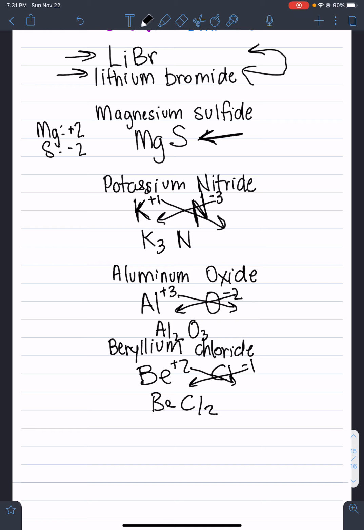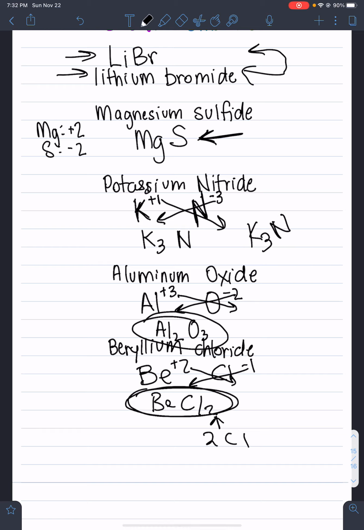Just as a note on your homework, it might ask you things like, in this problem, BeCl2, how many chlorines are there? So you know that this 2 tells you there are 2 chlorines. Or maybe it'll ask you about this one, the Al2O3, saying how many aluminums. You'd say 2 aluminums, you'd say 3 oxygens. Or it might say that you have an atom that's made up of 3 potassiums and 1 nitrogen, and you would know that 3 potassiums would be K3, 1 nitrogen would just be N. So I might ask you questions like that, so be prepared for those things.